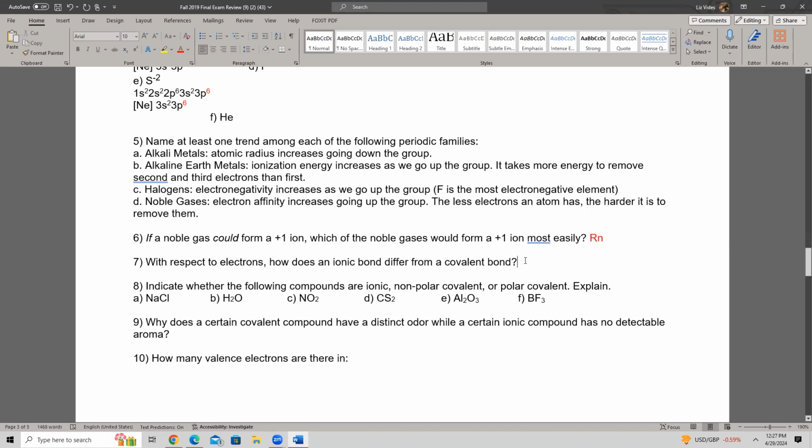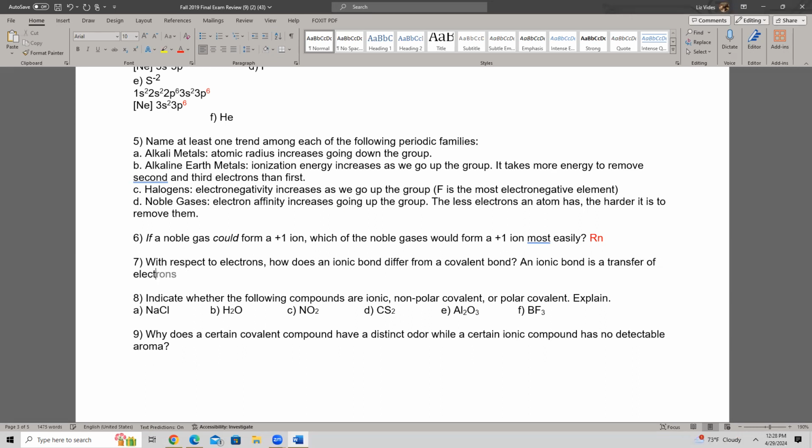All right, as far as electrons, how does an ionic bond differ from a covalent bond? And you can say an ionic bond is a transfer of electrons, loses or gains, from a metal to a non-metal. Remember that?